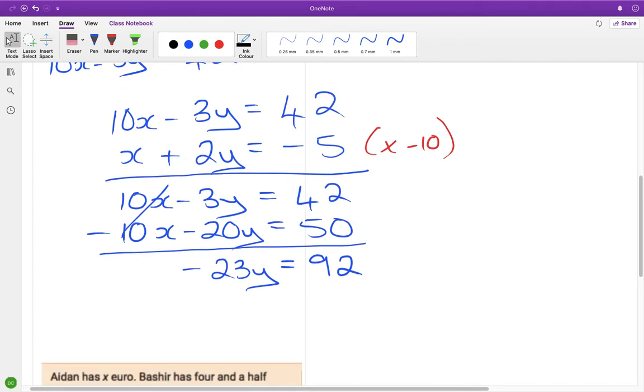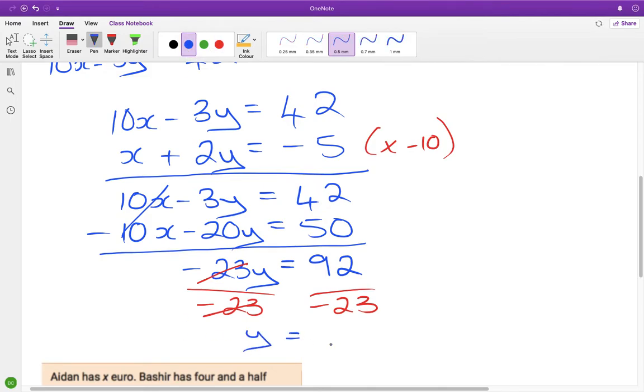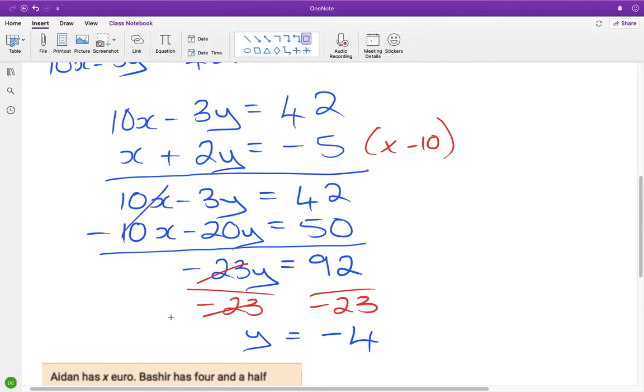Alright, move that down a bit. So we're dividing by minus 23 here, dividing by minus 23 here, and you get y equals minus 4. Okay, so that's my y.